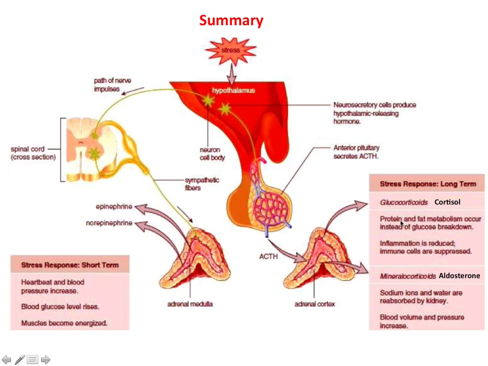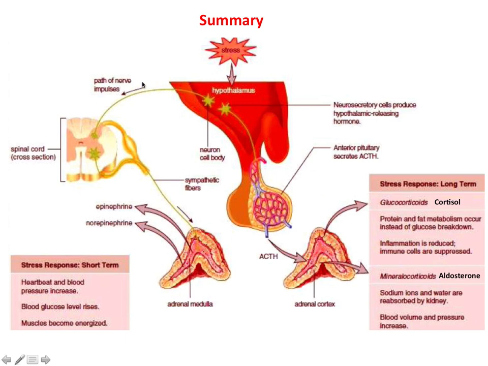So it induces protein and fat metabolism instead of glucose breakdown, and it reduces inflammation, and it also suppresses the immune cells. On the other hand, the second hormone is mineralocorticoid, and particularly aldosterone, and it is helpful in that sodium ions and water are reabsorbed by the kidney, and blood volume and pressure increase with the help of aldosterone.